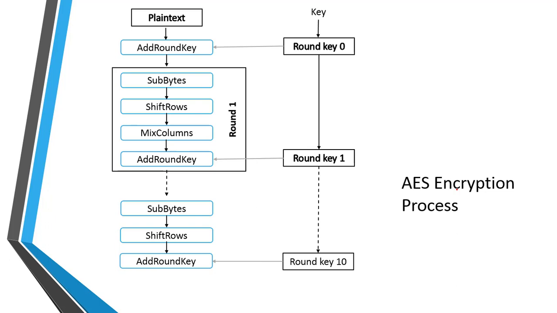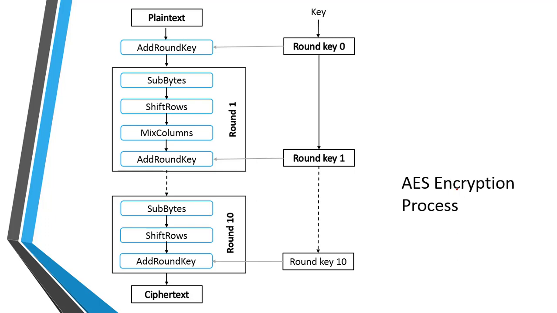But here a small change is there, that round 10 doesn't contain the mix column operation to make the AES reversible, because here the AES encryption and decryption processes are not identical. Here the decryption process is the reverse of the encryption process, and to make the AES reversible, the mix column operation is not performed in the last round, that is in round 10.